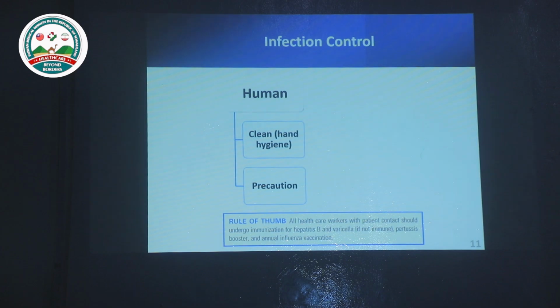Another thing is precaution. The first precaution is vaccination. For example, in Taiwan, we have annual influenza vaccinations, and for all caregivers, we have hepatitis B vaccinations.